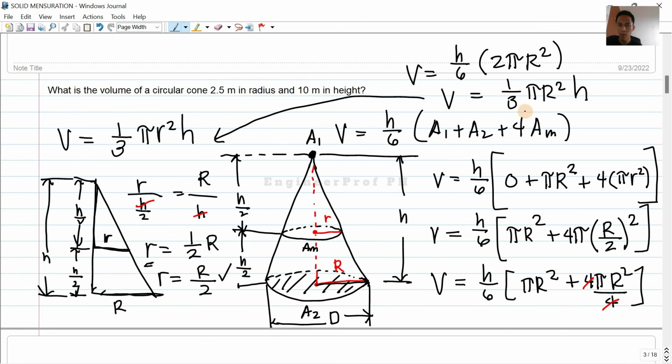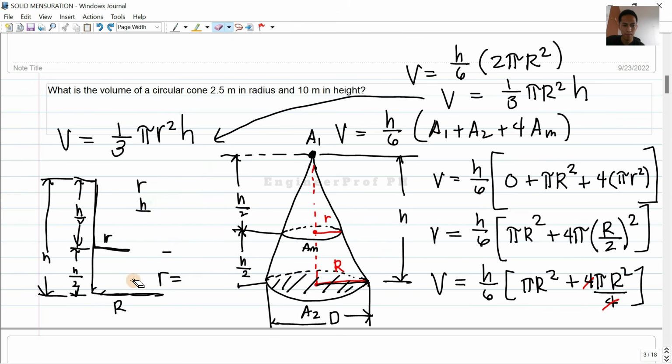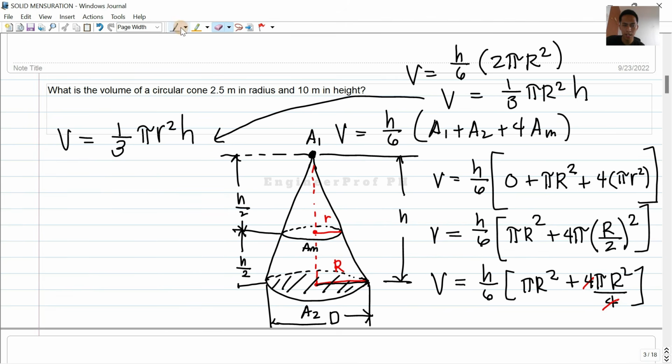So, pwede mong ma-derive yung formula for cone using this prismoidal formula, yung ginagamit natin kanina to derive the volume of sphere, derive volume of a cylinder. So, marami kang ma-derive using the prismoidal formula. So, gamitin natin yung formula to get the volume of the circular cone. Okay, so let's just erase this here. Then, solve natin yung volume ng cone natin. Okay, so direct substitution na lang.